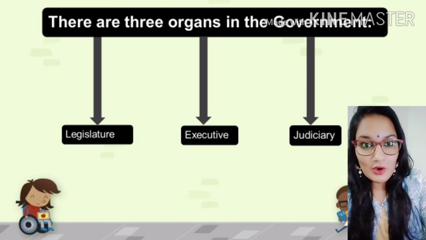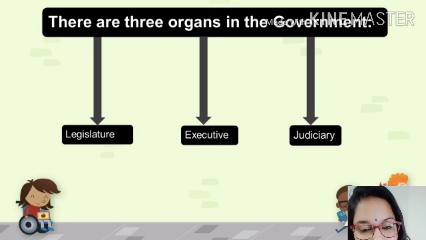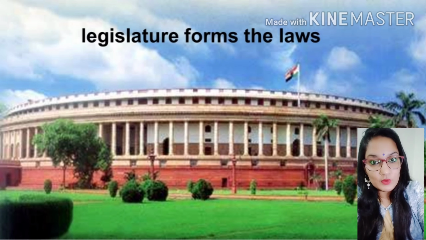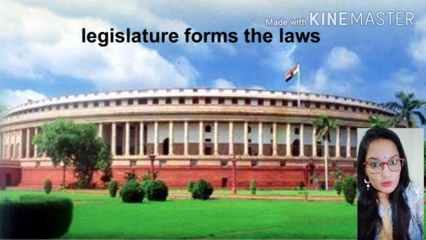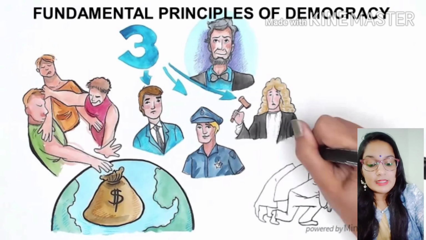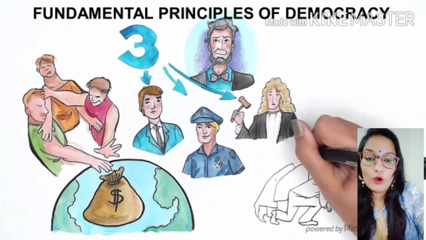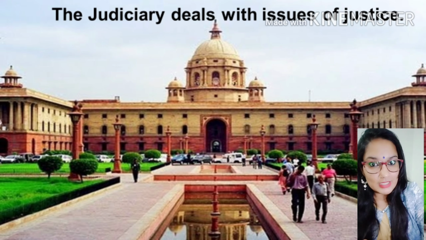Students, there are three organs of the government, and those are legislature, executive, and judiciary. Let me briefly tell you what these three organs do in the government. Students, the legislature makes the laws. The rules and regulations are made over here. And what does the executive do? The executive makes sure that the laws are implemented. And what does the judiciary do? The judiciary deals with the issue of justice.